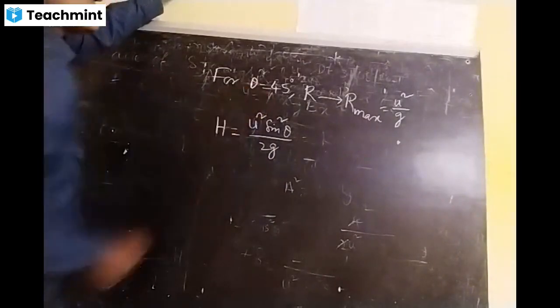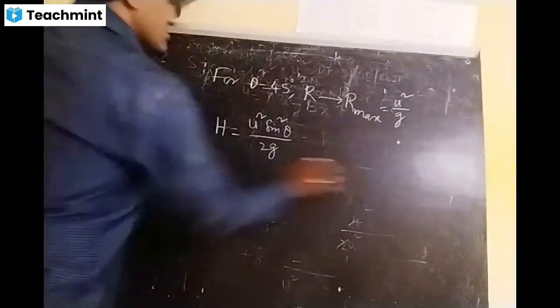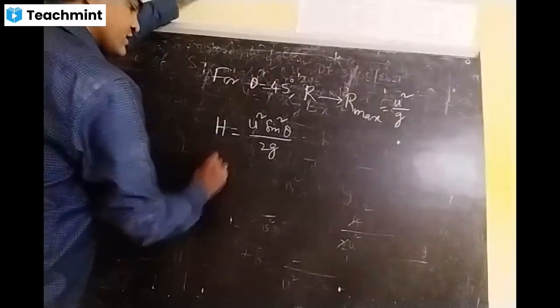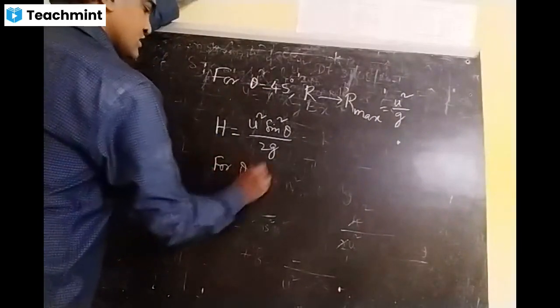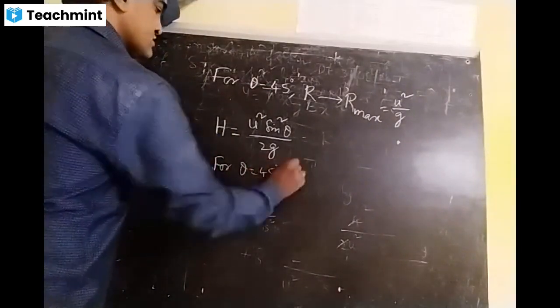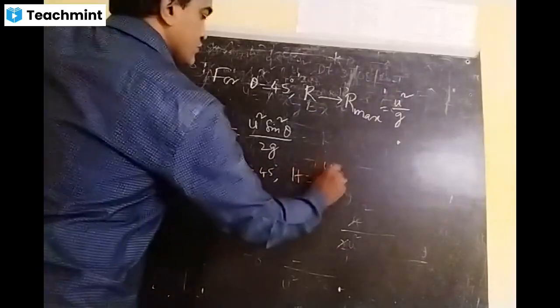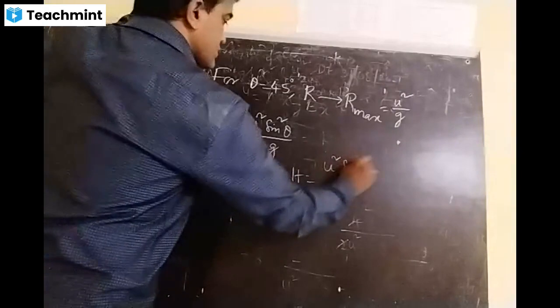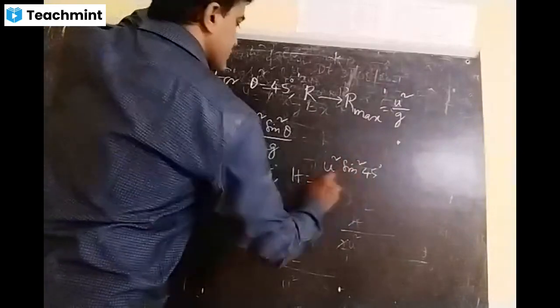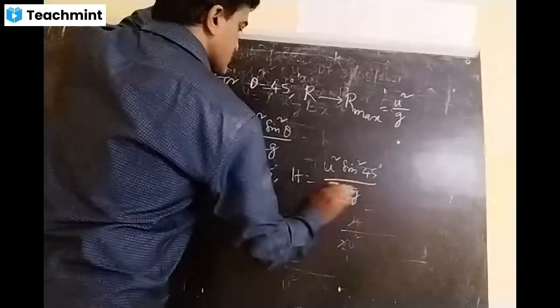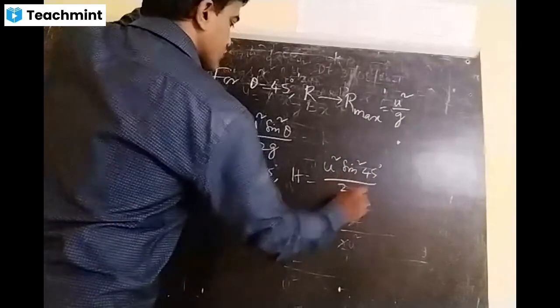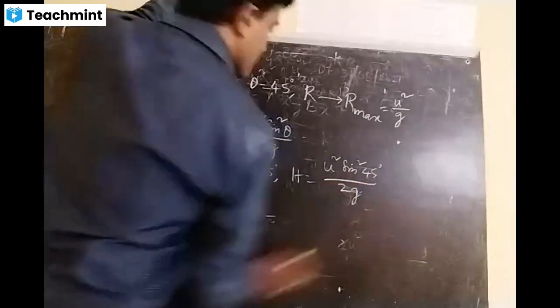Theta value is 45 degrees. So for theta equal to 45 degrees, the value of h will be what? U square sin square 45 degrees by 2g.